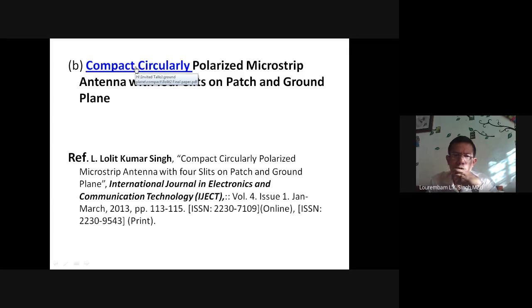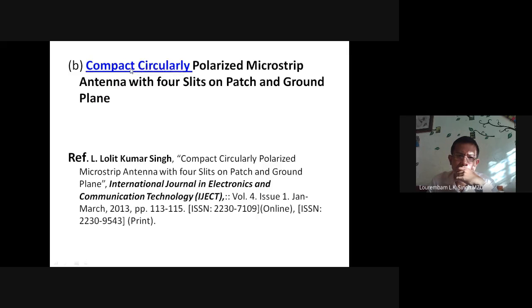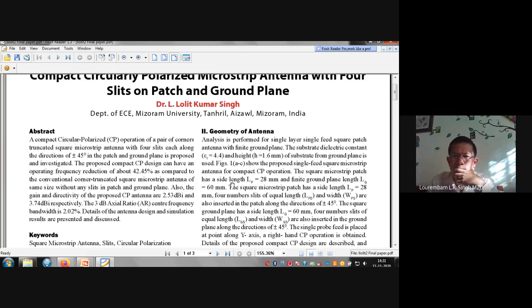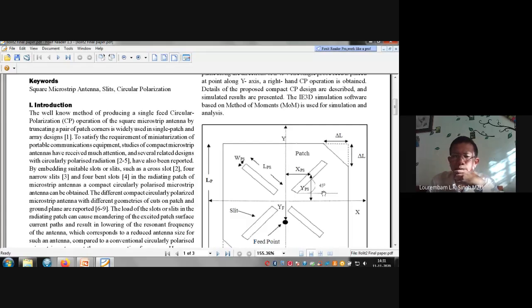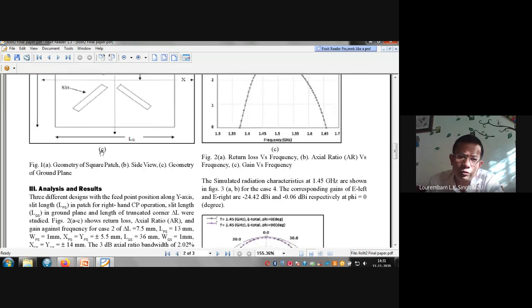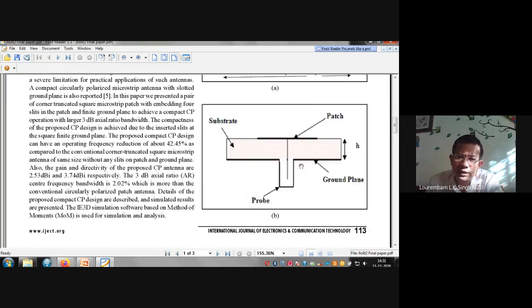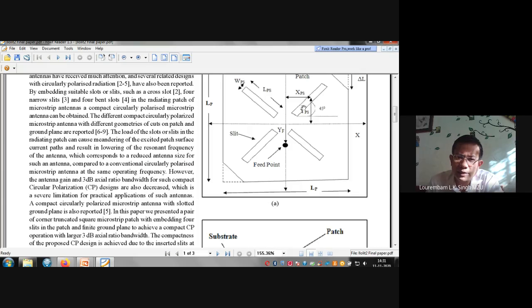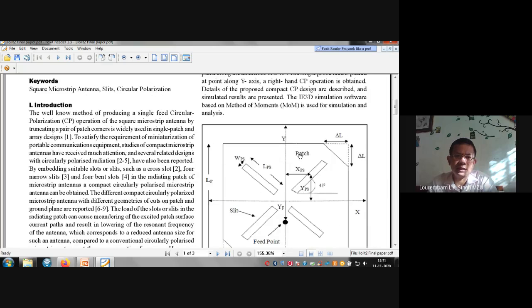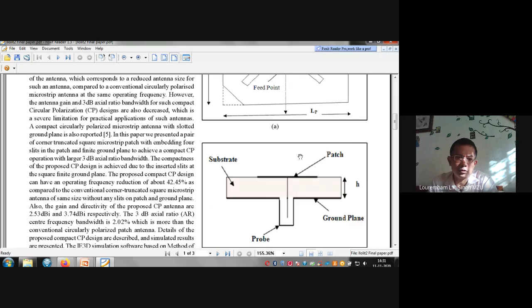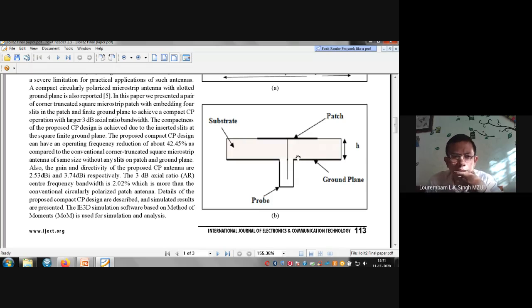Then another shapes also we have tried. What we did was that in the patch itself also we have done it. Then after that in the ground plane also, this kind of cuts are there, and on the antenna patch itself also we have cut it like this. Then we can obtain around a 42.5% reduction of the frequency.